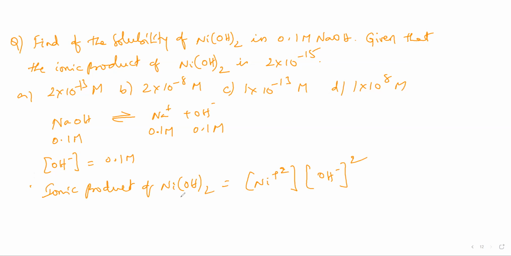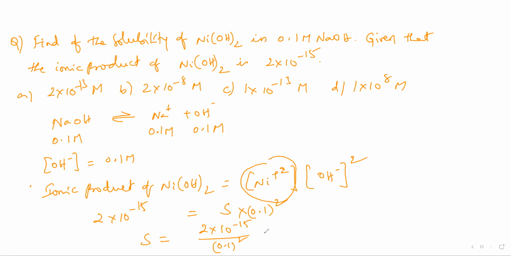So the ionic product given is 2 into 10 power minus 15, which is equal to the solubility, which we don't know, so let us consider it S, times the concentration of OH minus ion, 0.1, squared. So 0.1 whole square. Then you can proceed. This is simple now. We need solubility only. So solubility is equal to 2 into 10 power minus 15 by 0.1 whole square.